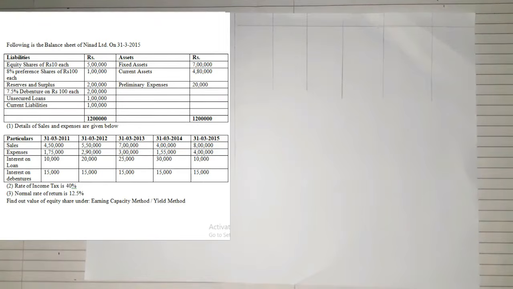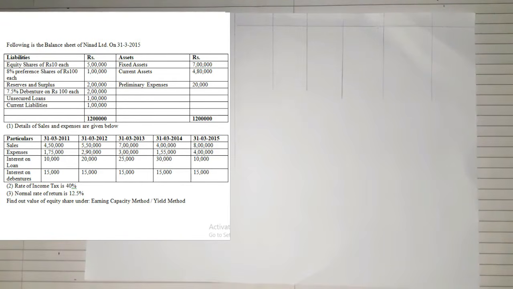And thereafter they told you to find out the value of equity share as per earning capacity method or yield method. Now again, very simple. In order to solve a sum based on the yield method, the first step is you need to find the available profit to the equity shareholder. For that we need the average profit, or we need the profits.